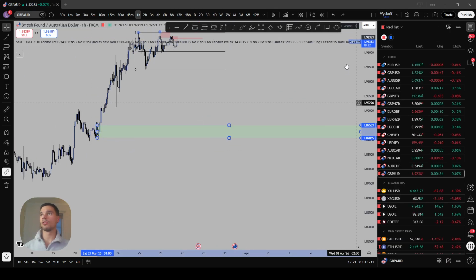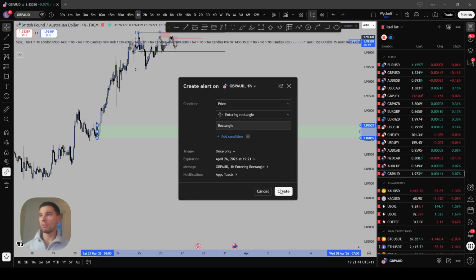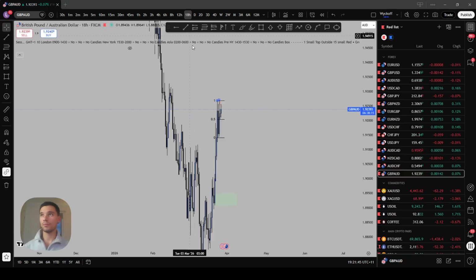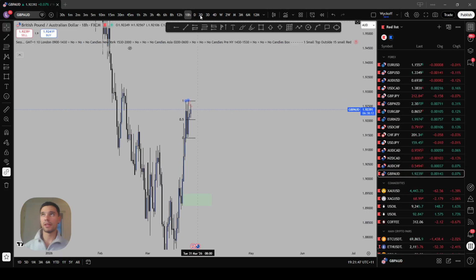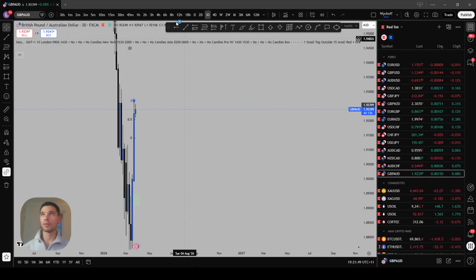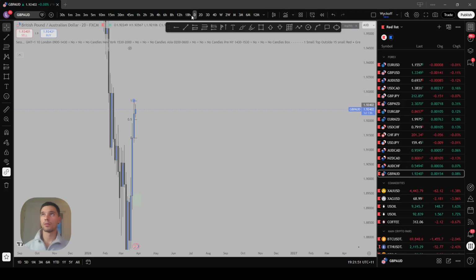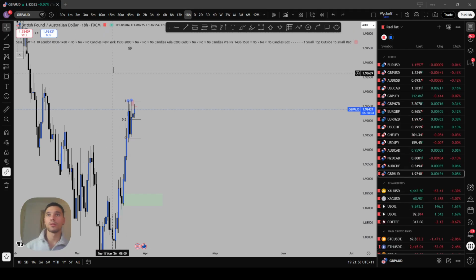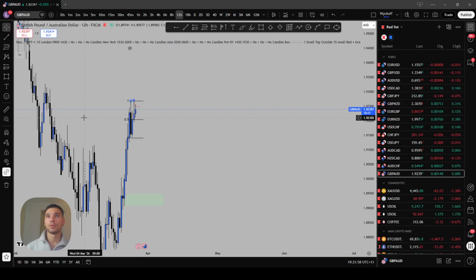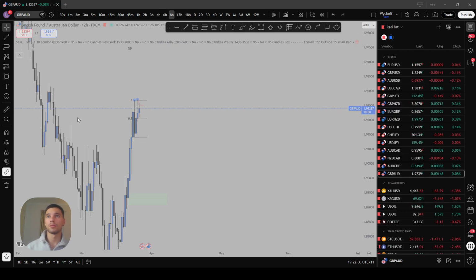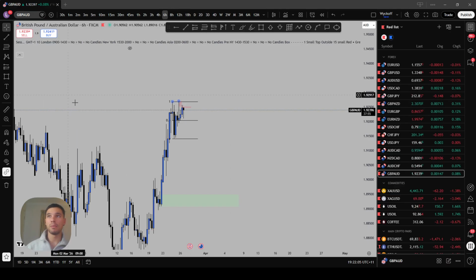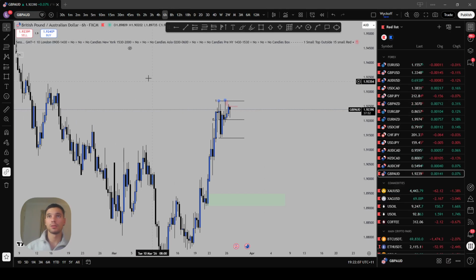We got somewhat of a demand POI below us. But I can see price coming lower. Can definitely expect that. That might be a nice POI, mitigated on the lower time frame.